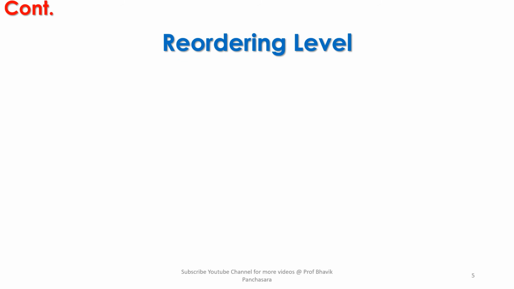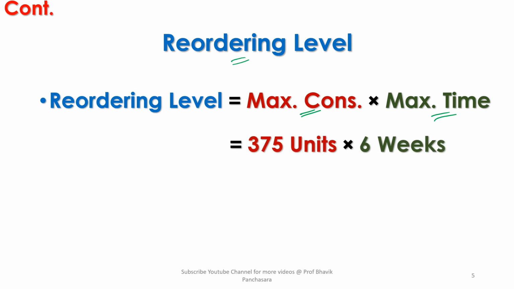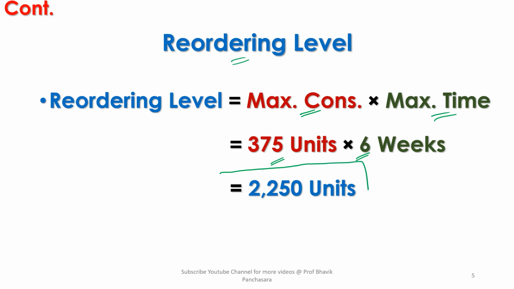So, friends, after getting maximum consumption, we can calculate reordering level easily. The formula of reordering level is the maximum consumption into maximum time. Maximum consumption, as we have calculated, is 375 units and maximum time given in the question is 6 weeks. Simply multiply both of these. So, you will receive reordering level, that is 2250 units.